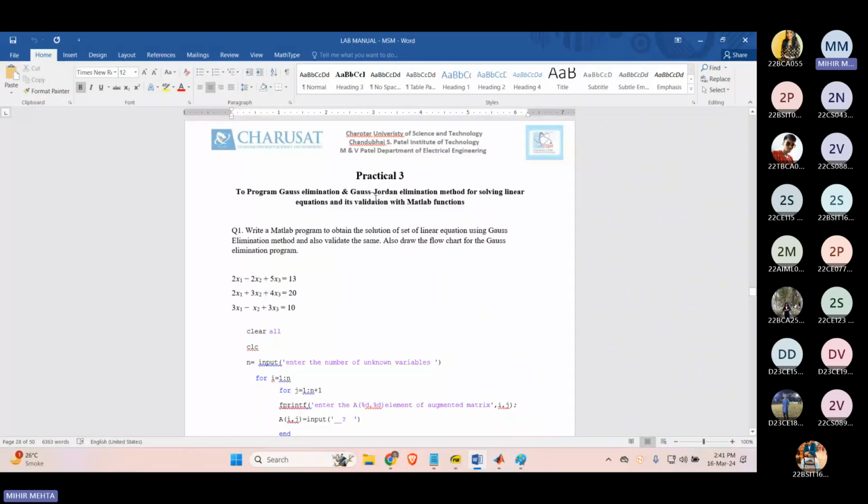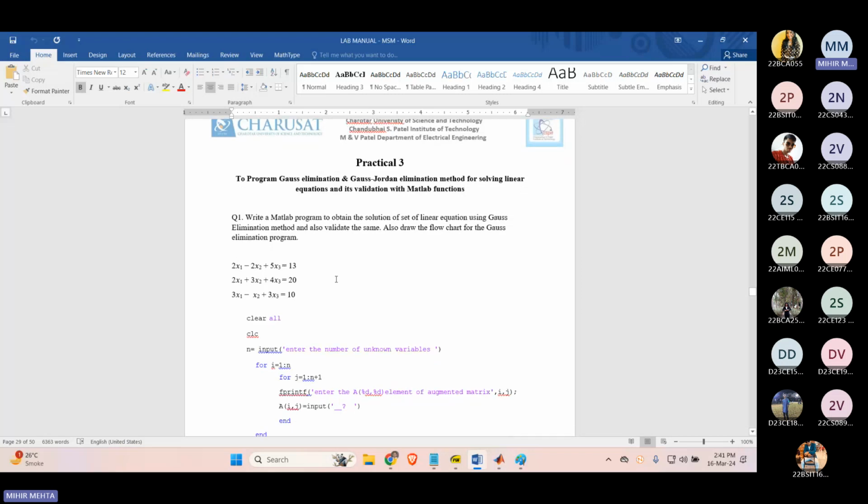Your practical 3 is to perform the Gauss elimination and Gauss-Jordan elimination methods for solving linear equations and validate them with MATLAB codes and MATLAB functions. Here there are 3 sets of equations that have been given to you. Now I want to solve this using the Gauss elimination method. We'll start with Gauss elimination, then move to Gauss-Jordan elimination.